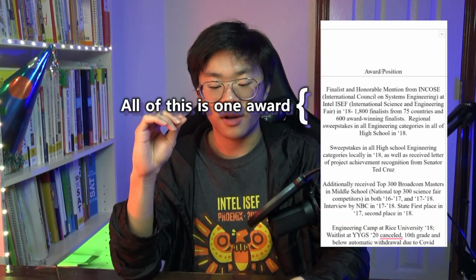If you look at the award / position, you can see that I had very wordy explanations for a very simple award. Why? Because this way I can look at how big the impact is. Instead of just saying I got an honorable mention from this international science fair, I mentioned that I was a finalist and honorable mention from INCOSE, which is the International Council on Systems Engineering, instead of saying it's a special award. When you say it's from a special award, in my opinion, it doesn't portray yourself as well as if you say it's from the specific organization that it was from.